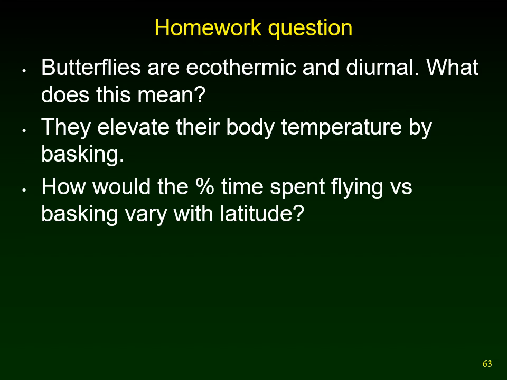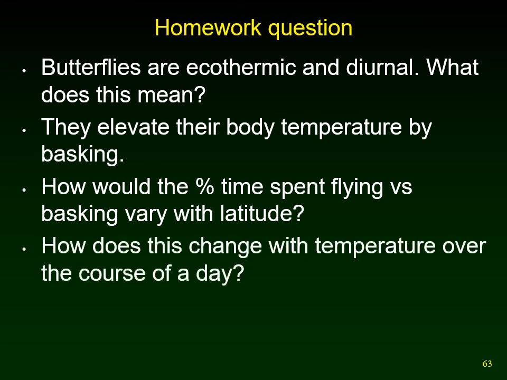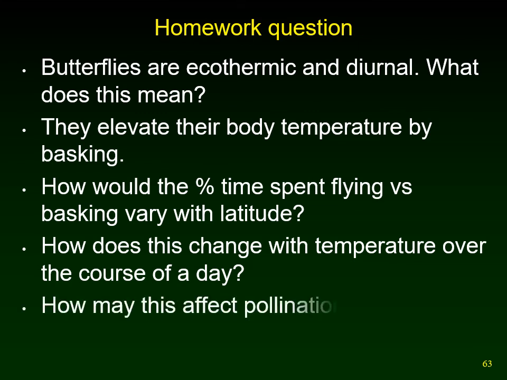How would the percent time spent flying versus basking vary with latitude? Could you draw a graph of that? Could you draw a graph with latitude being the independent factor and the percent time spent flying versus basking? And how does this happen? What if temperature changes over the course of the day? How much time would be spent flying versus basking? So you're changing the independent factor on this one as well. And then think about if these are butterflies pollinating things, since temperature is affecting flying versus basking, how is it going to affect pollination?